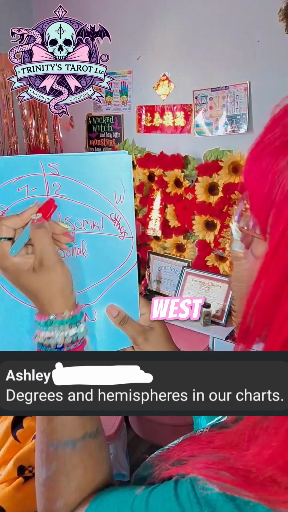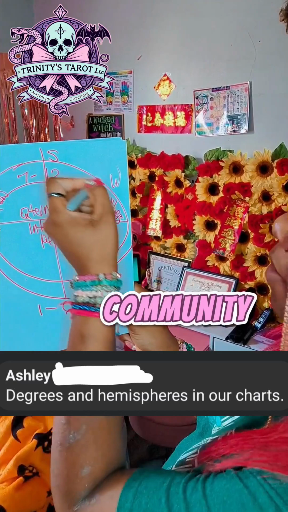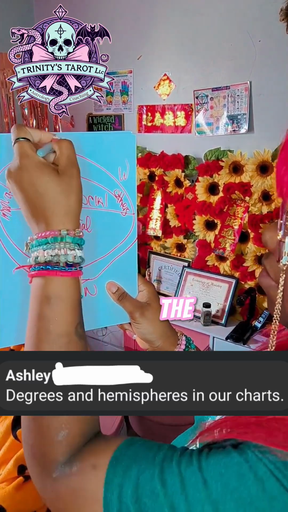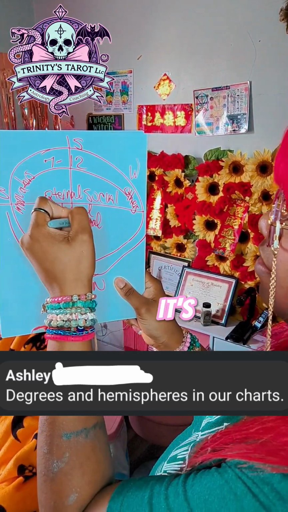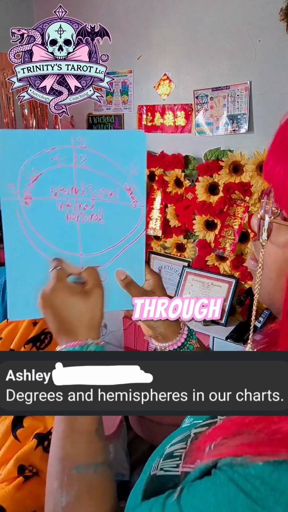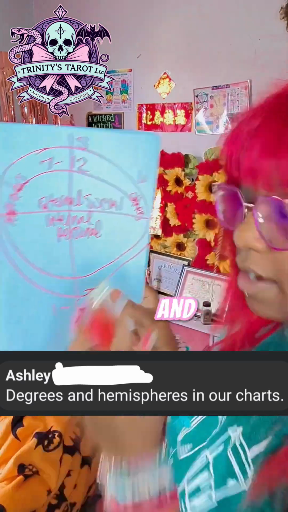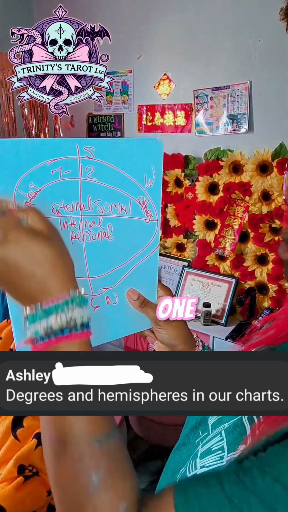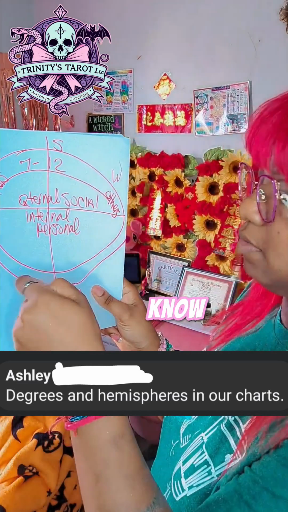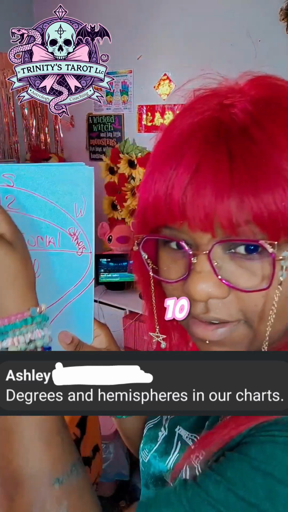My list: the west is others. It's your community, and it's the right half. So it's like 9 through 6, things like that. And then your left side is the other side. It's like 1 through 10 or whatever. Like, 4 through 10. I forgot.